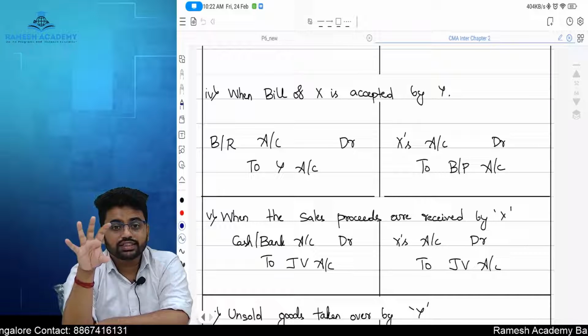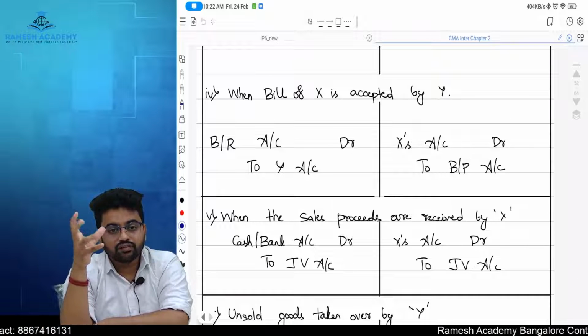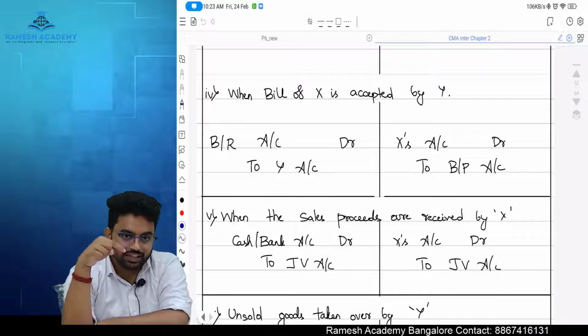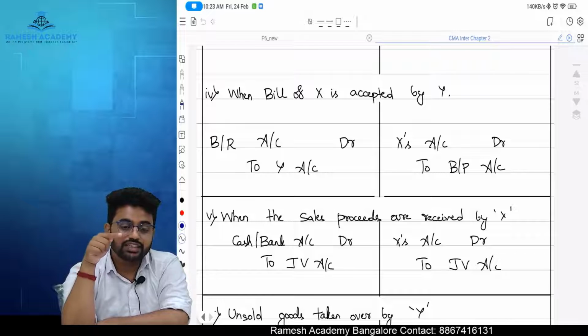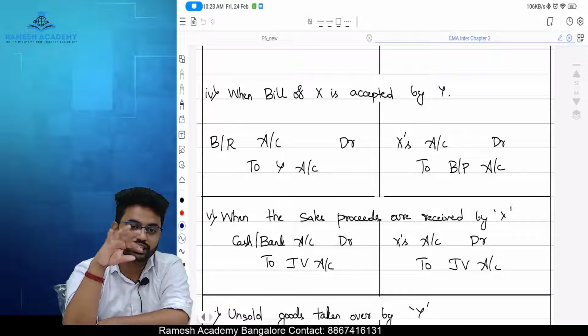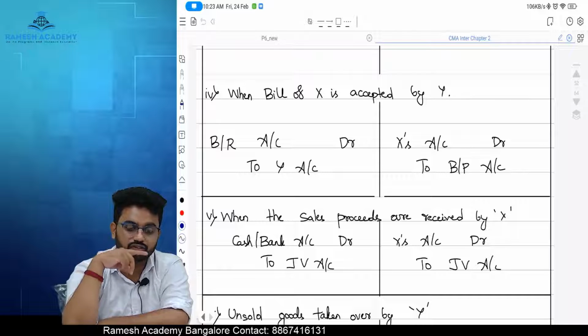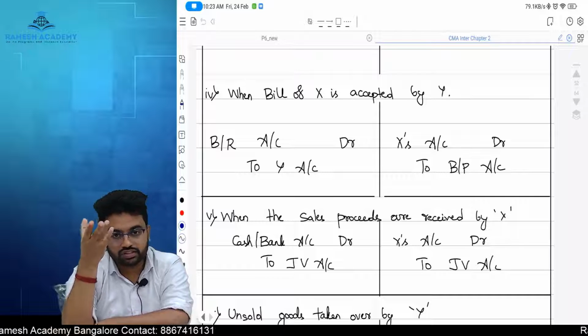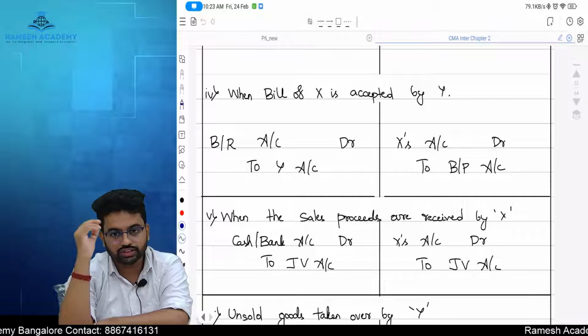Next one is sales proceeds are received by X. For example, joint venture sales proceeds are received by X. So in the X book the money will come: bank account debit, but it is not his sales, so don't write it as sales. No, it is a sale of the joint venture. It's the income of the joint venture, so credit the joint venture account. So cash or bank account debit to joint venture account. Also sometimes debtor account debit to joint venture account.